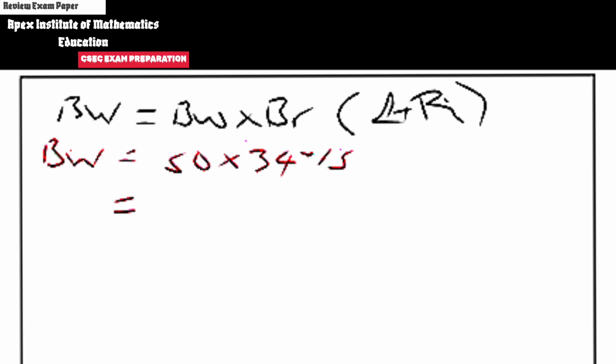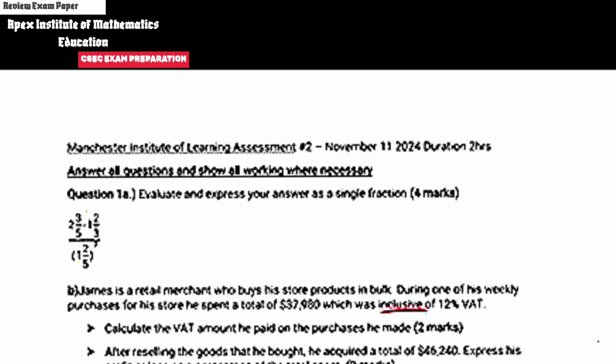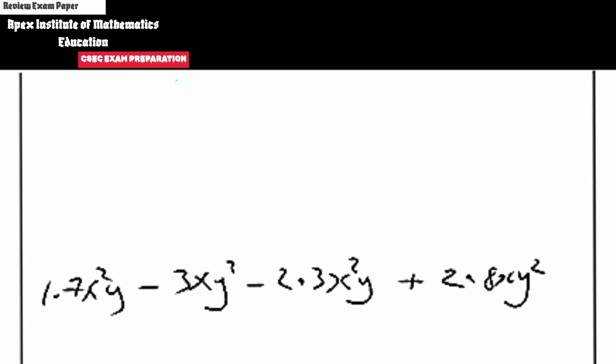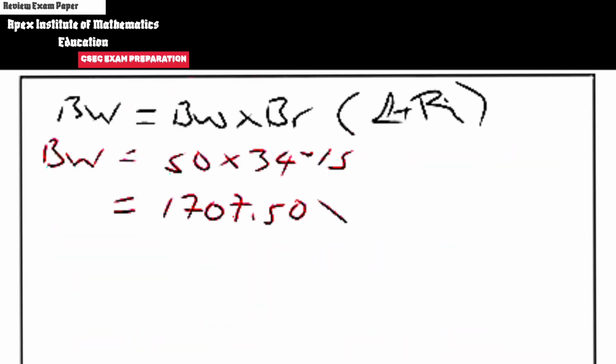Now when you multiply 50 by 34.15, we end up with $1,707.50. Please bear in mind, guys, that this is just the basic wage, but the question specifically asks for the basic month. So, how many weeks make a month? Then you will find that we have to multiply that result by 4.